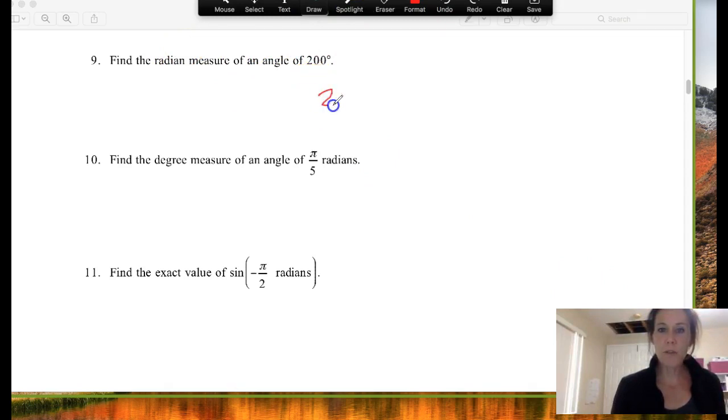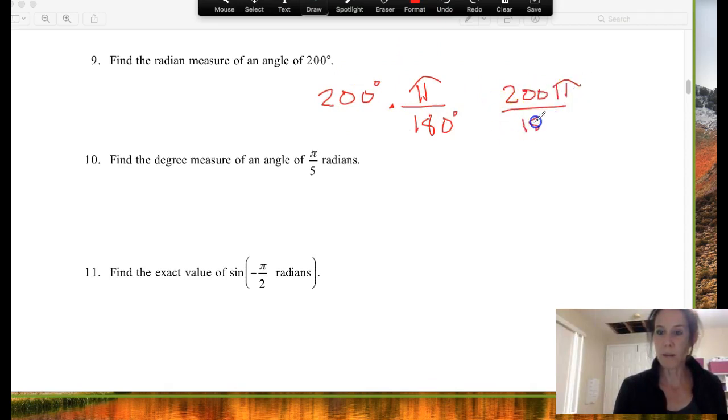All right, to convert from degrees to radians, the conversion rate is pi over 180. We know 180 degrees equals pi. Pi over 180 is the conversion rate from degrees to radians. So I'm going to multiply 200 by pi over 180. That's like multiplying by 1. They are equivalent. So if I multiply these, this is going to be 200 pi over 180.